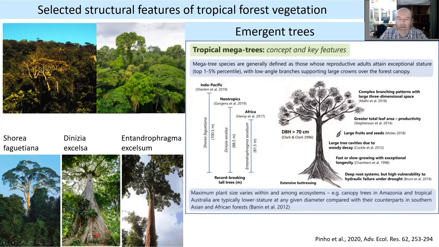And regarding the highest trees in the tropical forest, these are not as tall as some of the temperate zone trees. So the tropical forests don't have the record in height, but there are some records shown from the Indo-Pacific. It's Shorea, here you have it, and then Dicksonia from the Neotropics and Dendrophragma from Africa. This of course can change, and it's between 80 and 100 meters height.